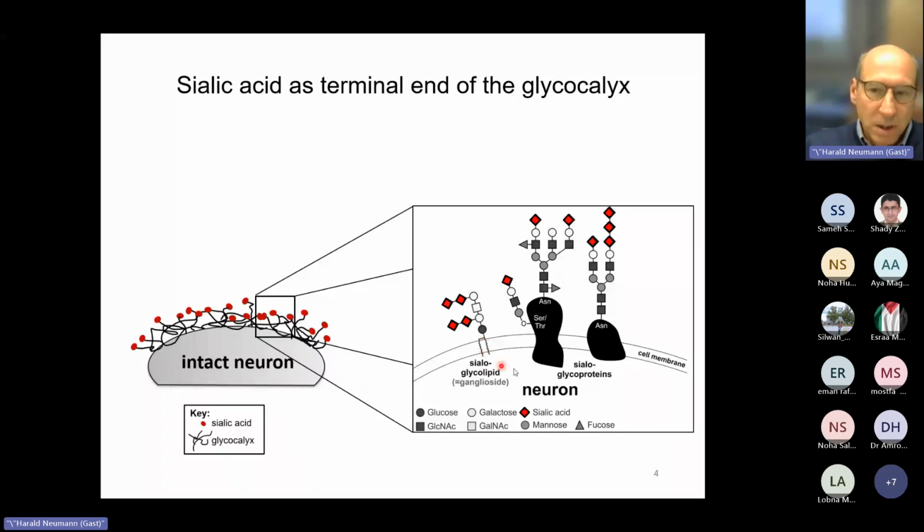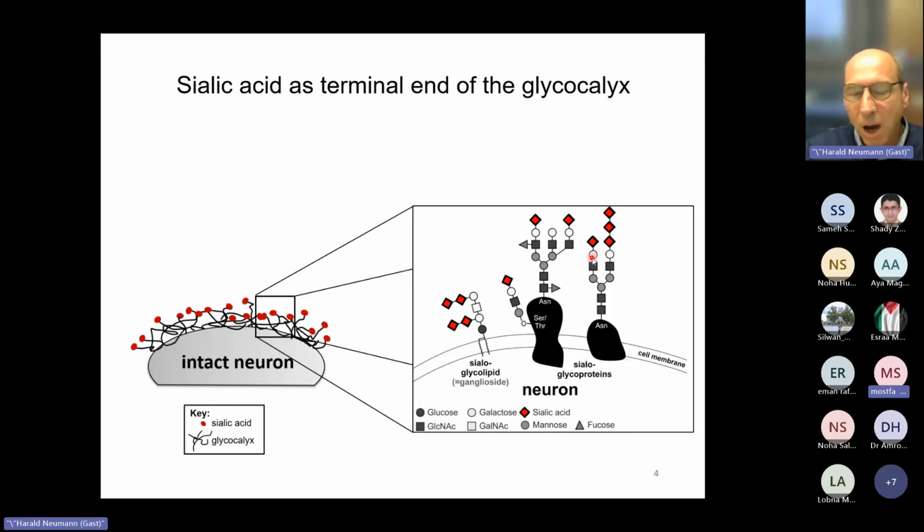Or it's found on proteins. So most of the proteins on the cell surface, but also proteins which are released from the cells, also in the serum, are glycosylated, and normally on top they have the sialic acid. So the sialylation is on a specific position, ready to interact mainly with the immune system. And this is giving a signal for an intact situation, an intact cell, an intact protein.